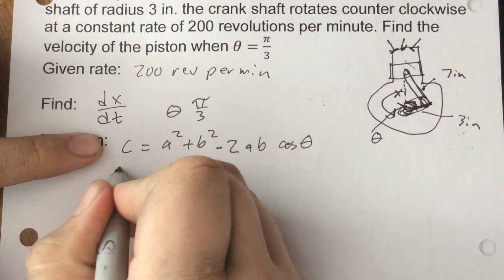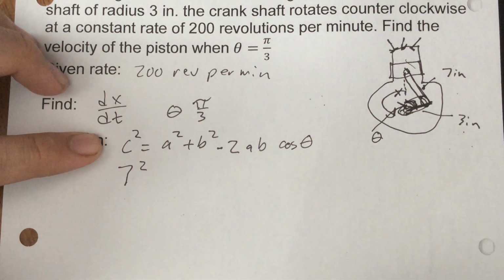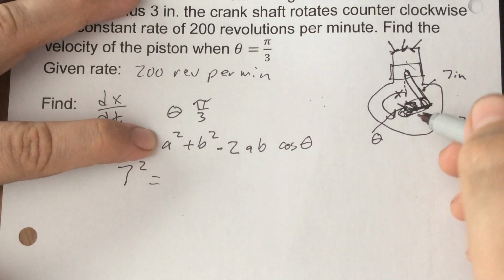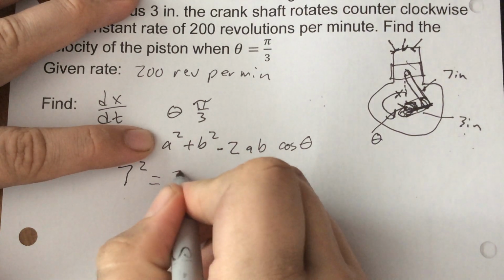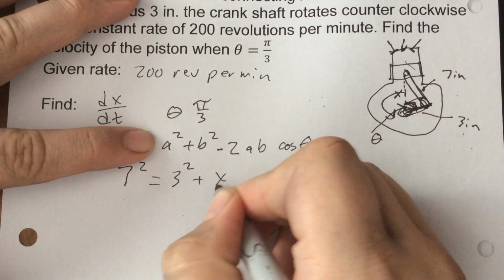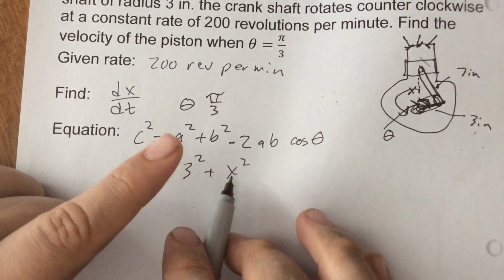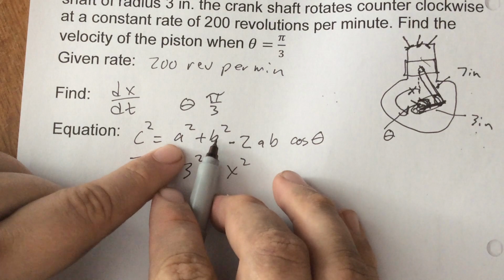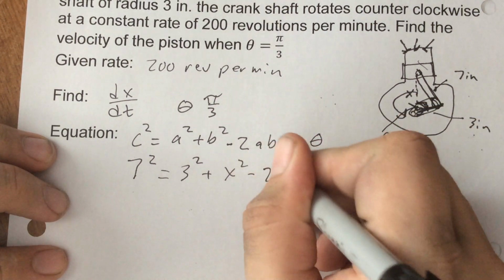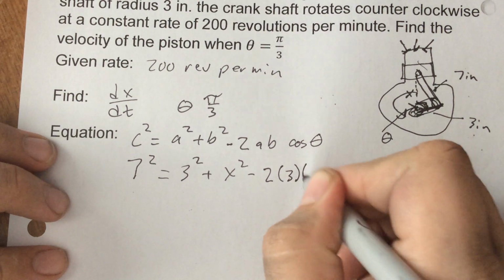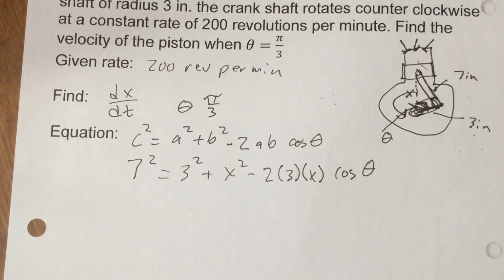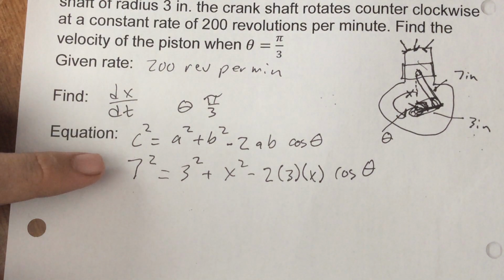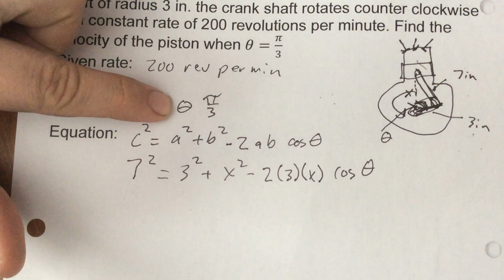So that's our 7. So 7 squared equals C squared, sorry, equals our A squared. A in this case is going to be our connecting rod here, so 3 squared plus our other side, which is x squared. These are interchangeable. You can have them in either spot, so it really doesn't matter which one's A and which one's B. But what does matter is we're going to have a minus 2A, so 3 times B, which is x, cosine of our theta. Now, we don't know what theta is right now. We're just going to leave it for the moment until after we take the derivative, and then we can plug in what theta is.